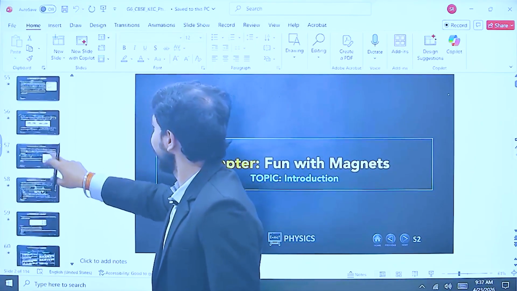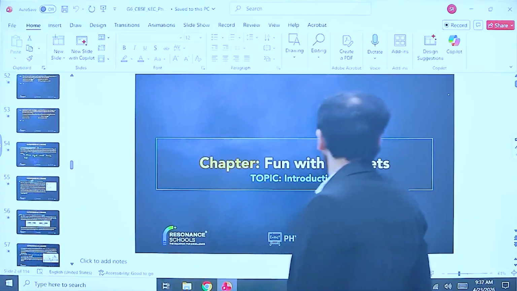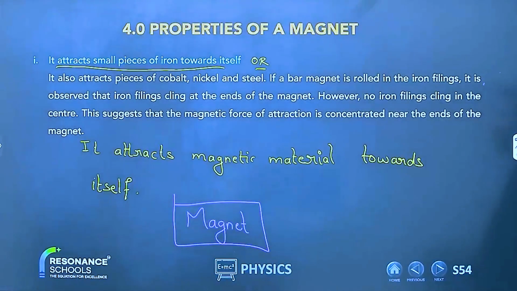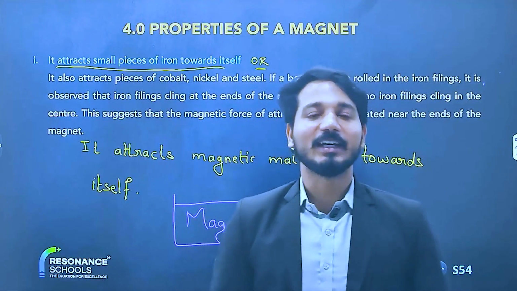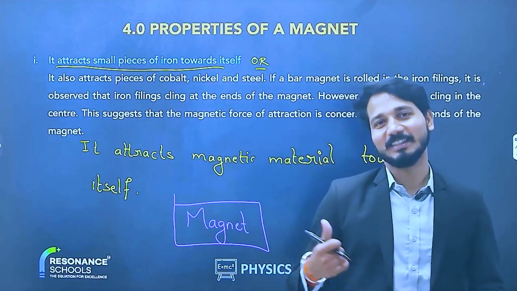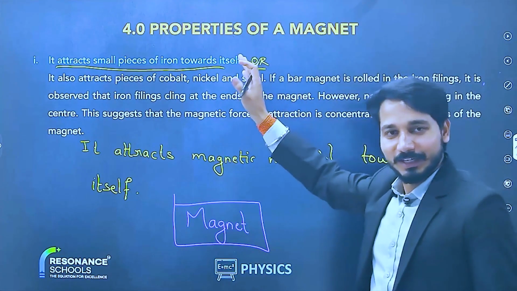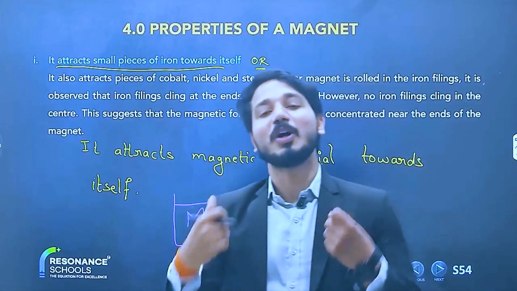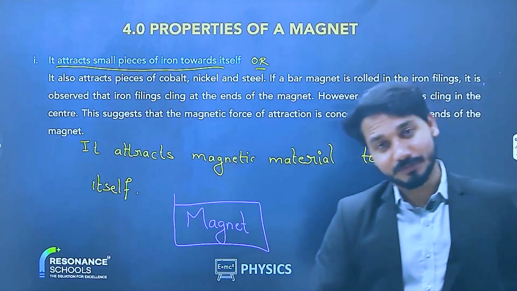So properties of magnet we had discussed, we'll give a quick revision. Those who were absent yesterday can have a quick revision of properties of magnet. So the first property we had discussed is that a magnet attracts magnetic material towards itself, right? It attracts small pieces of iron, or you can say small pieces of magnetic material, towards itself. This is the basic property of a magnet.